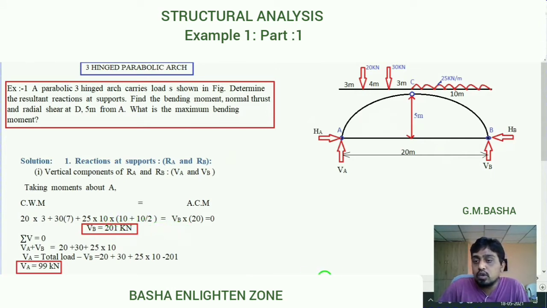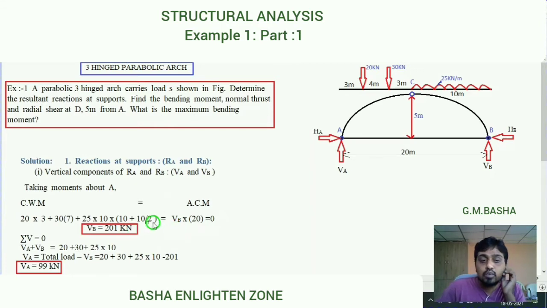Again, that will be equal to the anti-clockwise moments acting here. See here, VB into this distance. This one acts like this, which is anti-clockwise. Follow the cursor: this one acts clockwise, these loads act clockwise, and this one is anti-clockwise. That is the reason I am clearly mentioning clockwise moments on one side and anti-clockwise moments on the other side. So VB into this distance, which is 20. Totally, VB into 20 will be equal to the sum.